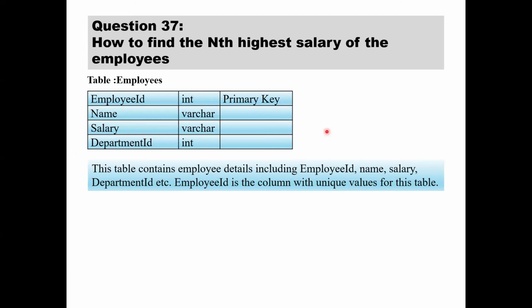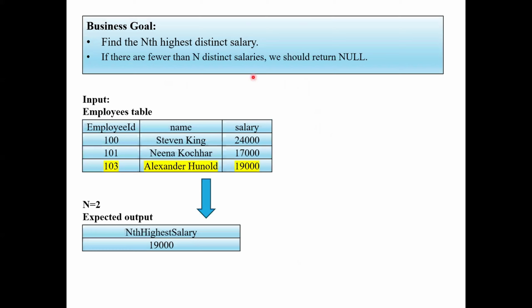We have an employees table. Each row contains employee details including salary and name. Employee ID is the column with unique values. Our task is to find the nth highest distinct salary. If there are fewer than n distinct salaries, we should return null. The samples of input table and output are in the following table. In this case, if n equals 2, the second highest salary is 19,000.